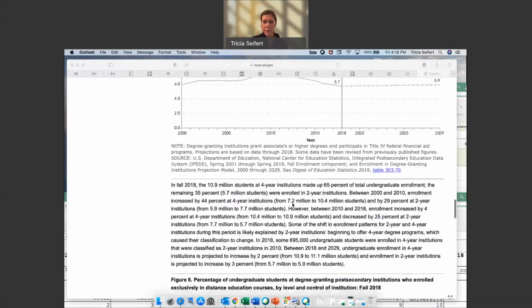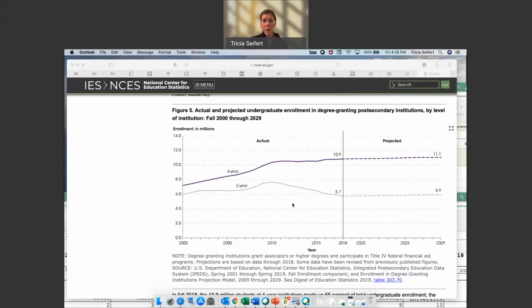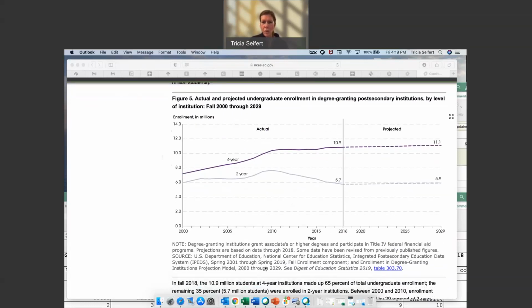Very interesting. So it's important to look at the numbers, look at the graphs, look at the tables, and pay attention to the notes. What are the dates? What's being included? What is not? These are Title IV federal financial aid institutions. So if an institution doesn't take any federal funding and receives no students who have financial aid, they're not included. Now, there's not a whole lot of those institutions, but there are a few.